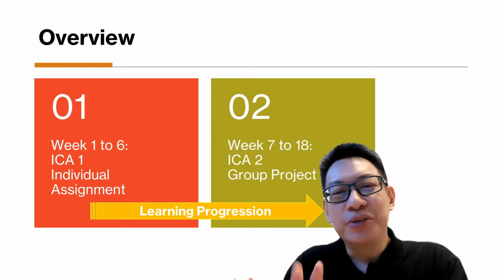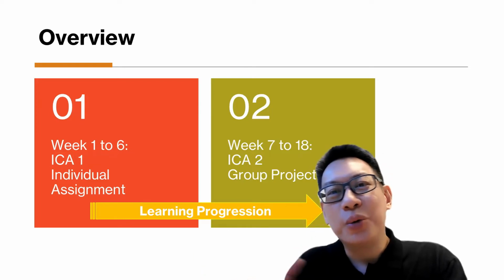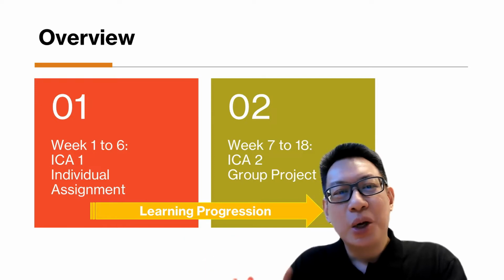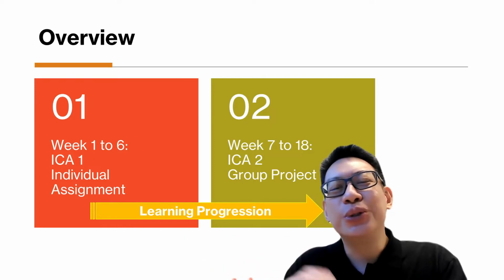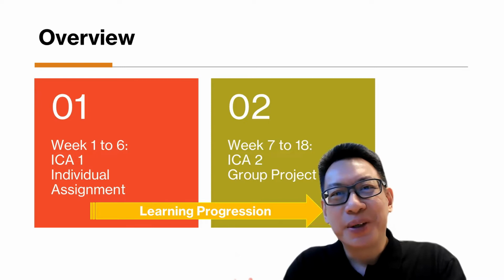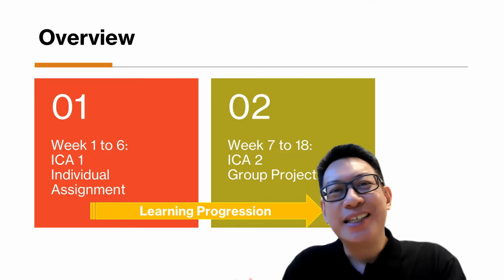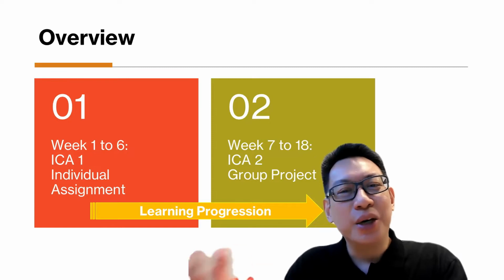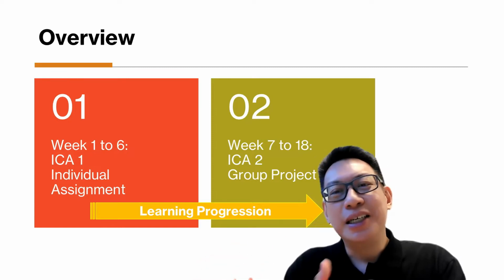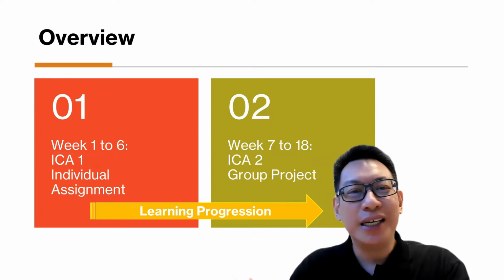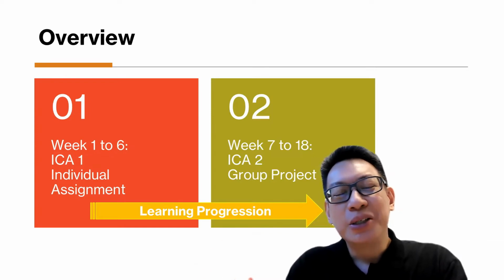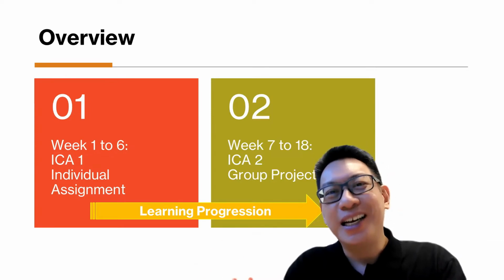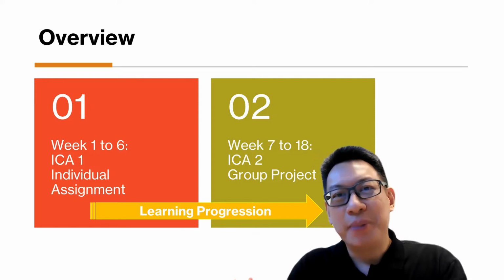The second part is from week 7 onwards, all the way to week 18, where we will be working on your ICA 2 group project. One important thing to note is that learning progression is built into the two parts. So in other words, what you learn in the earlier part will help you to progress into the later part. So do try your very best to attend all the lessons and be participative in them.